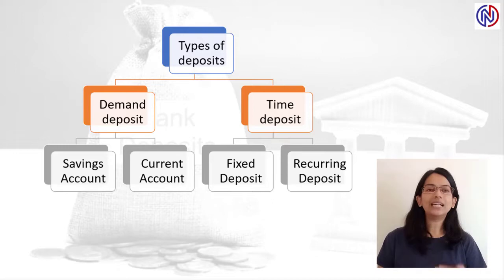So within the demand deposits, the two categories that you have are, one, the savings account and the second, the current account. So what's the difference between the two? A savings account is opened by non-business individuals. So it could be students, working employees, housewives, retired people. Anyone who is not engaged in a business can open a savings account.